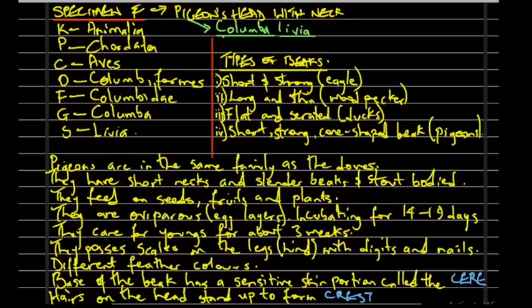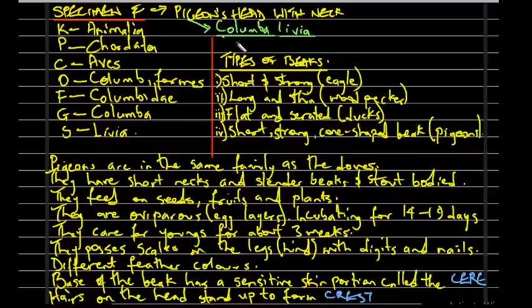And the next specimen we're talking about now is specimen F, which is a pigeon's head with its neck. Looking at this particular specimen, we are looking at the types of beaks. We will look at a whole lot of things, so let's start with talking about its scientific classification.